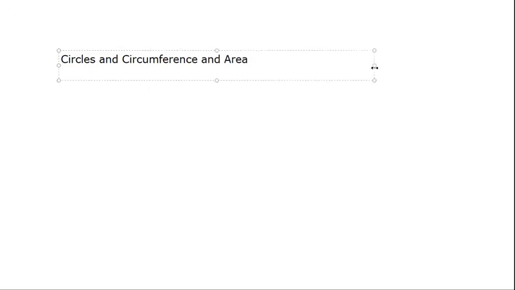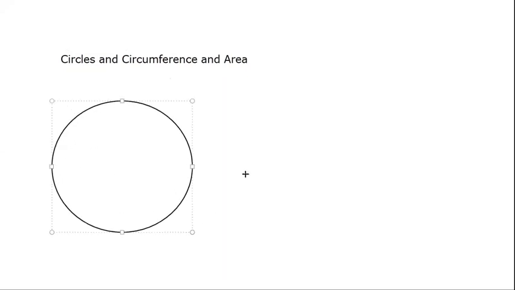So there are some pieces of a circle that we want to make sure that we thoroughly understand the words and get the vocabulary down. We have the center of the circle, and then from the center to a point on the edge of the circle is your radius.